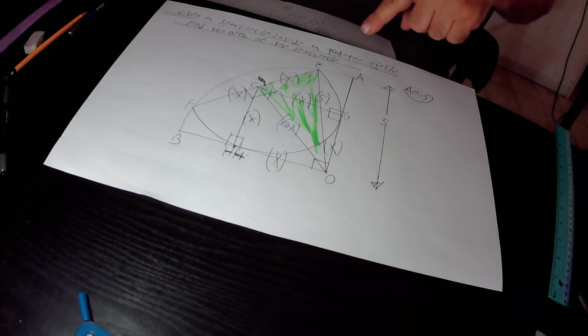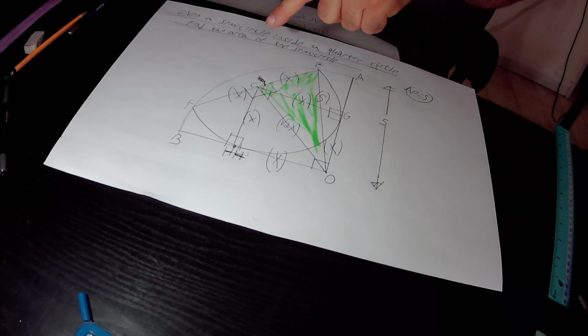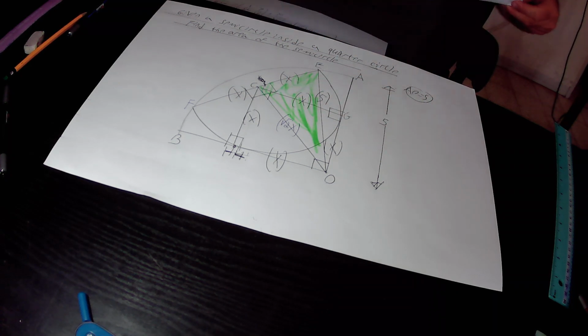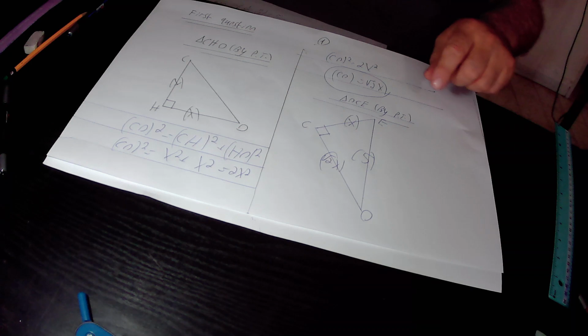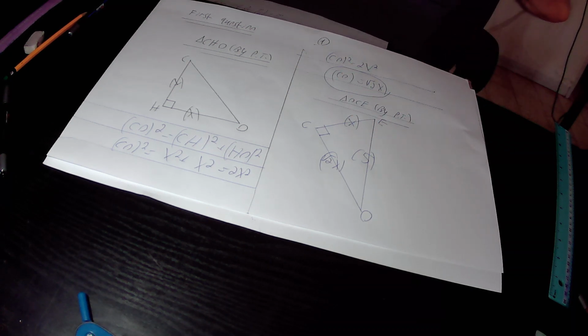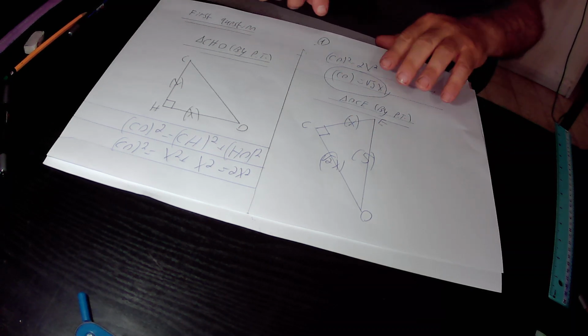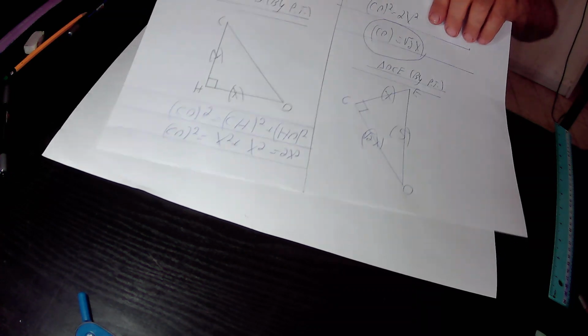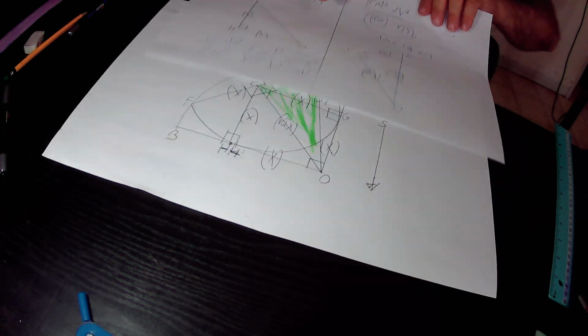In the next step, I copied the right green triangle OCE onto a new page, and we implement the Pythagoras theorem on this green right triangle OCE. This is the right green triangle OCE that I copied from the original drawing. CE is the radius of the semicircle, which equals x.